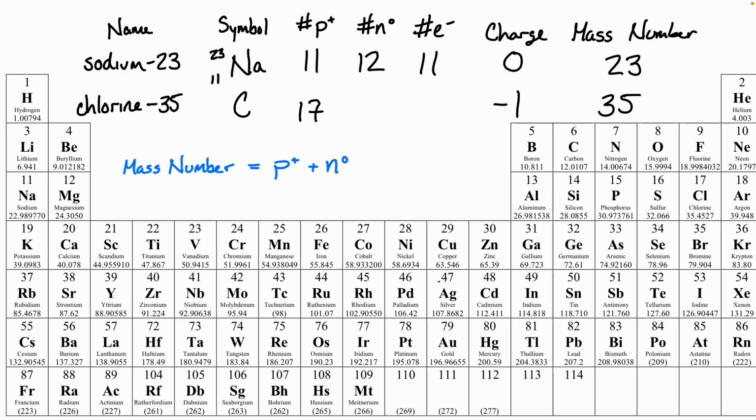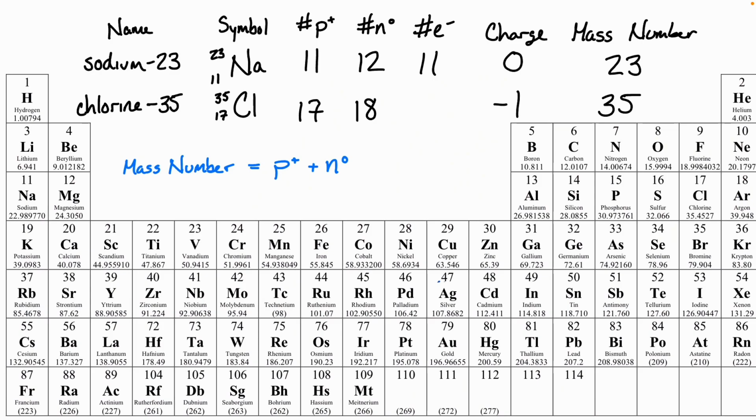So the symbol for chlorine is Cl. Again, we're going to put the mass number at the top and the atomic number down at the bottom. Okay. How am I going to figure out how many neutrons are in this chlorine atom? Yeah, so I know my mass number. I know that this is 17 protons. So again, the only variable that I'm missing here is my number of neutrons. Subtracting 17 from 35 will leave me with 18.